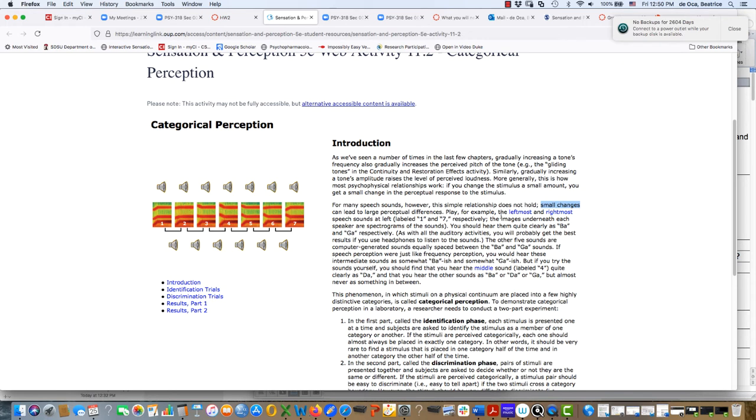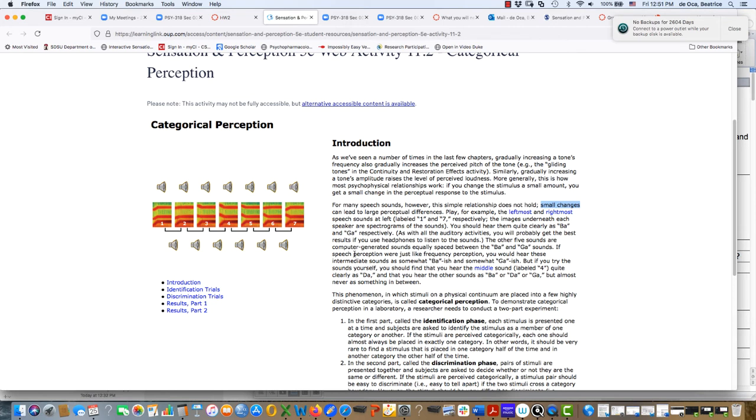So it says here to play the leftmost and then the rightmost speech sounds. Ba. Ba. And now I'll play sound number 7. Ga. Ga. And if you have headphones on and the audio quality is good, you should be able to distinguish between these two. One should sound more like a B, or ba, and the other should sound more like a G, or ga.